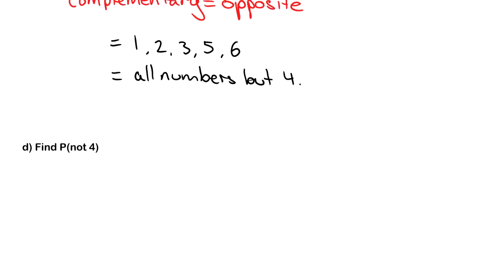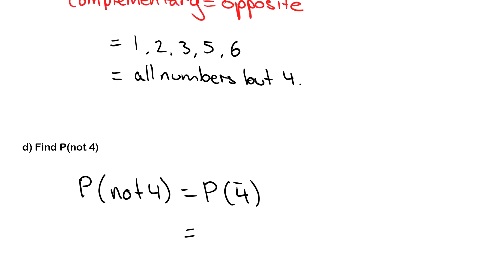Now we need to find the probability of not 4, which is the complementary. So this is the same as having 4 bar. So how many numbers are not 4? 1, 2, 3, 5, 6. There's still 6 numbers altogether. So the probability of the complementary event is 5 over 6.